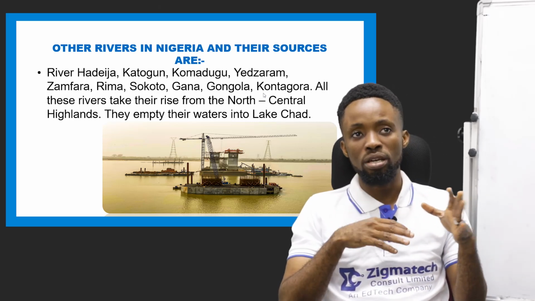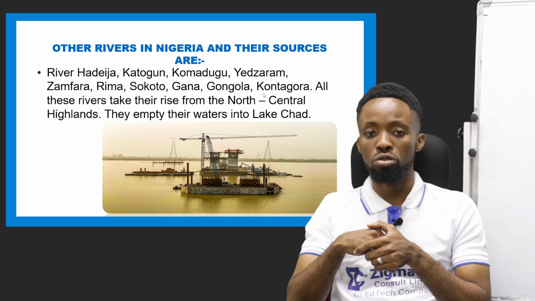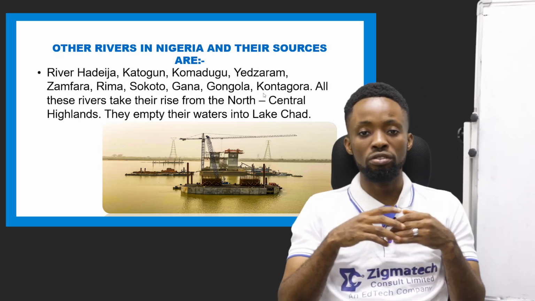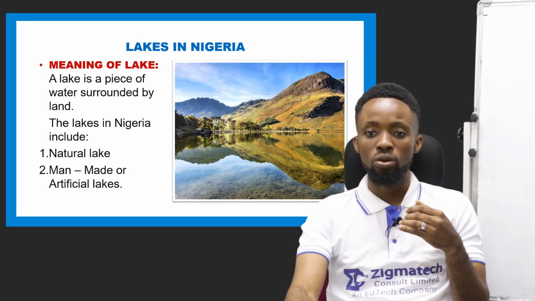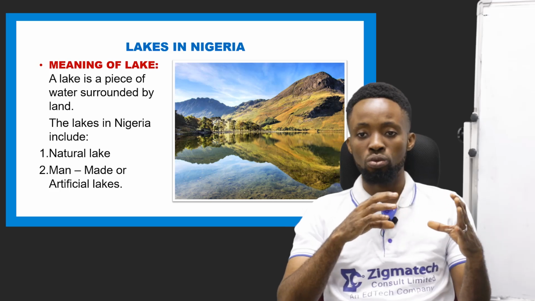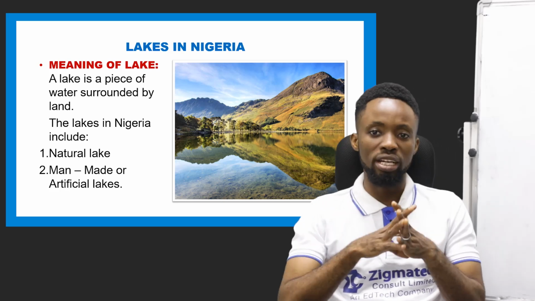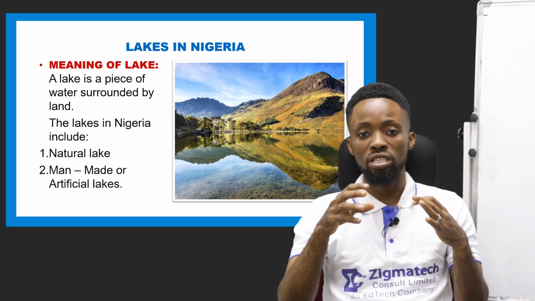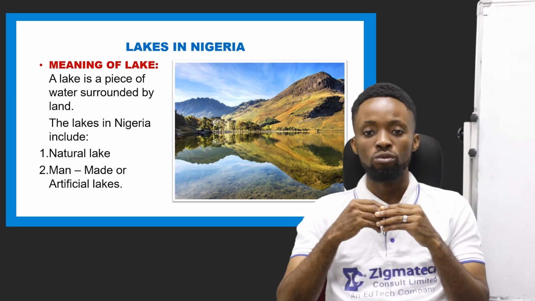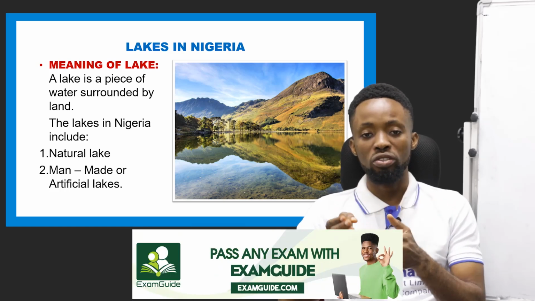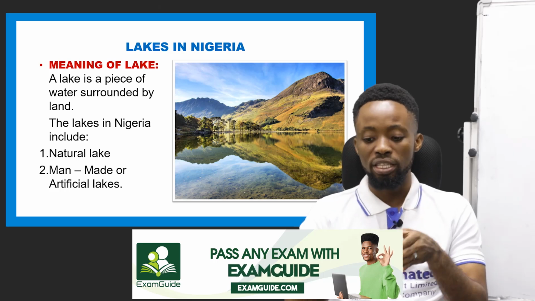And from the western part of Nigeria, we as well have rivers like the Ogun River, the Osun River, the Ose River, and all of these rivers, their source is usually from the highland areas. So let's look at lakes. So now that we know what a river is, what then is a lake? A lake is simply a piece of water that is surrounded by land, or you can simply say a water body surrounded by land. And a lake can be natural or artificial. So what I'm trying to say in essence is that we have natural lakes in Nigeria and we have artificial lakes in Nigeria.